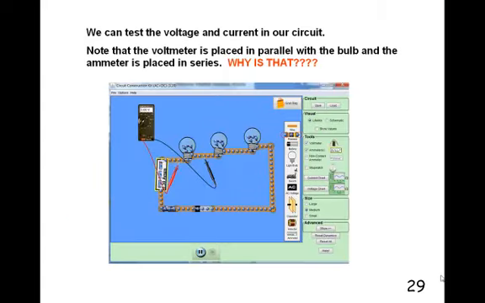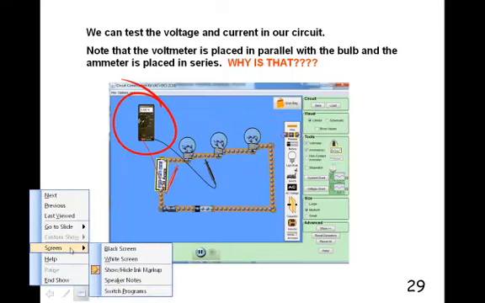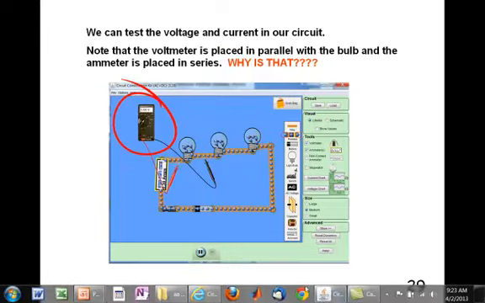Okay, so we can test the voltage across elements in a circuit by using a voltmeter. Let's jump over here into our circuit and we'll see how that works. So let's see here. I'll switch programs and go to it in here.